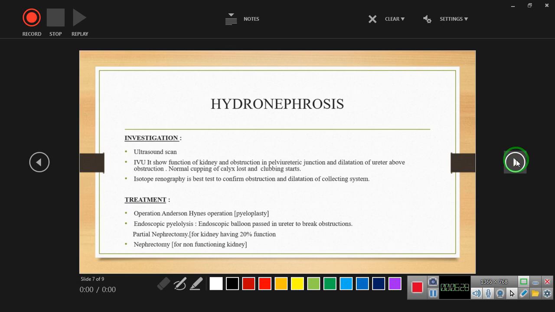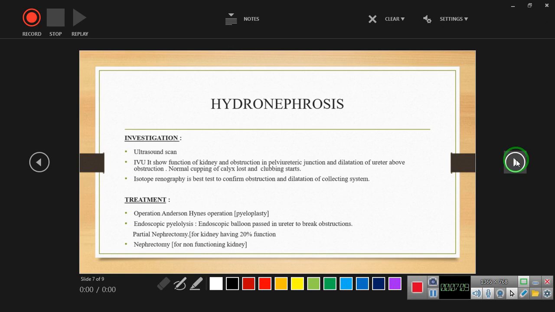Investigation: ultrasound scan shows dilatation of the pelvic-ureteric junction or pelvis of the kidneys. Intravenous urogram shows function of the kidney and obstruction in the pelvic-ureteric junction and dilatation of the ureter above the obstruction. That means because of the stone or anything present within the ureter, there is dilatation above the obstruction, whereas below the obstruction it is normal. Normal cupping of the calyx is lost and clubbing starts.